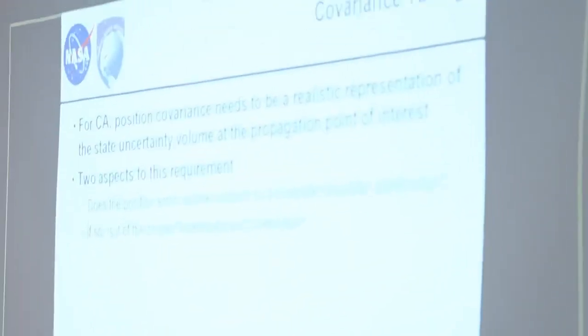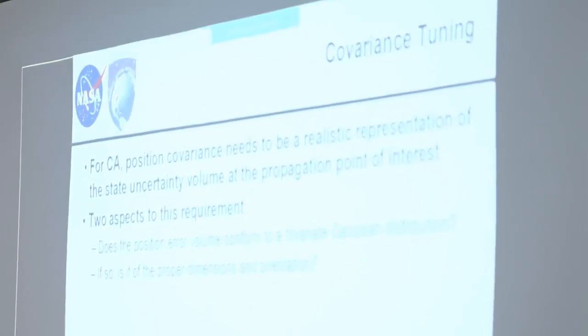So how do you know whether your covariance is realistic? There's kind of two things to think about. Is it conforming to a trivariate Gaussian distribution? And if so, does it have the proper dimensions and orientation? So I was talking about proper dimensions when I was talking about the size of the ellipsoid.